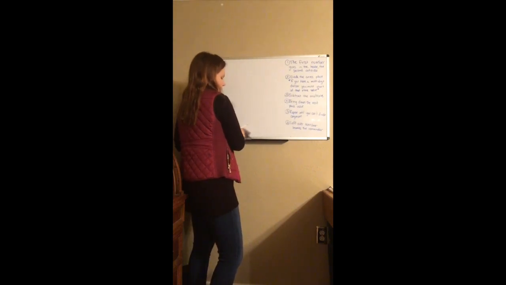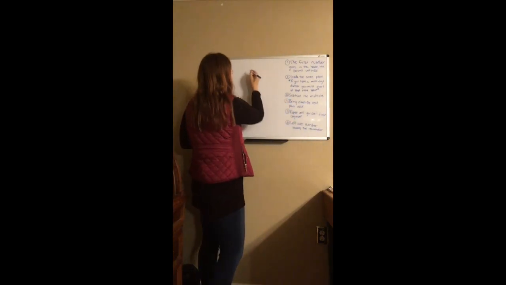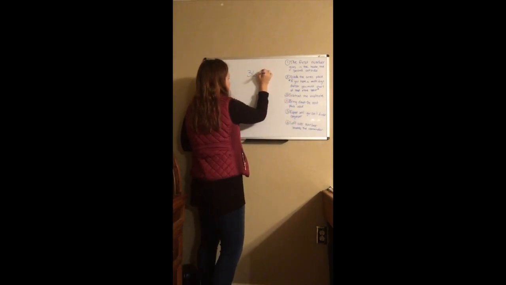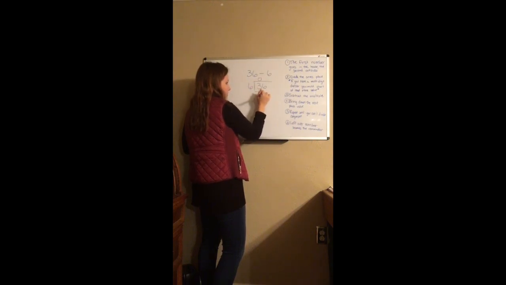And as we move on, it's going to get a little more complicated. They're going to get a little longer. So let's look at the next one. 36 divided by 6. First number goes in the house. Second number goes outside. 6 goes into 3. No times, right? And 6 times 0 is 0. 3 minus 0 is 3.